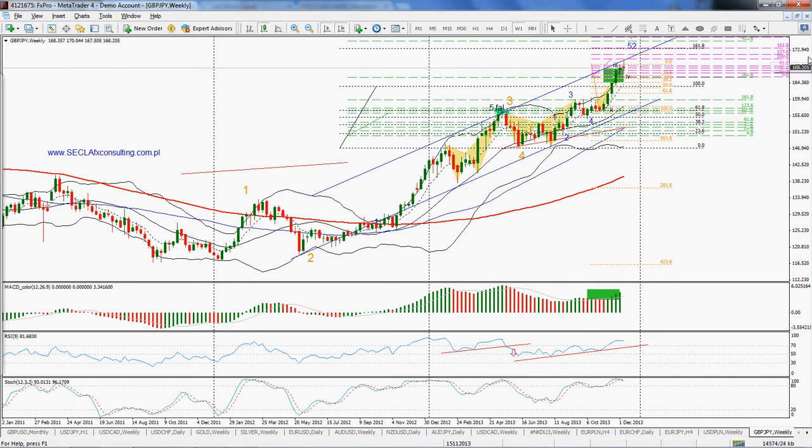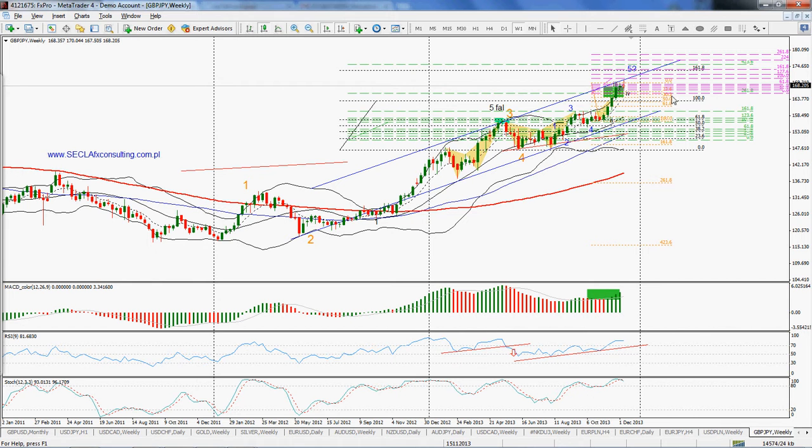And there is the upper boundary channel as well. And on the other hand, this last wave 5 may end at this level, and at the same time we got from this bigger one a level of 161 where this whole can end. So that's why I'm having here fifth wave.